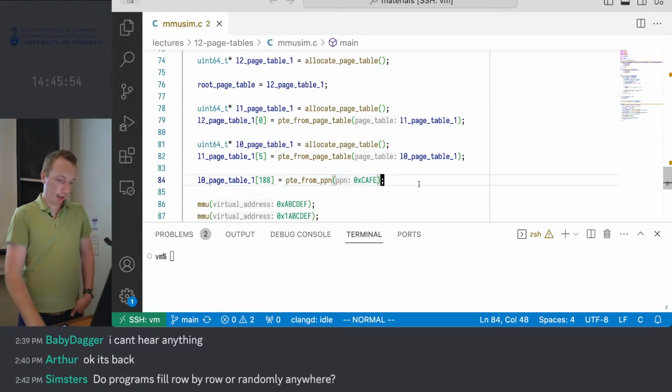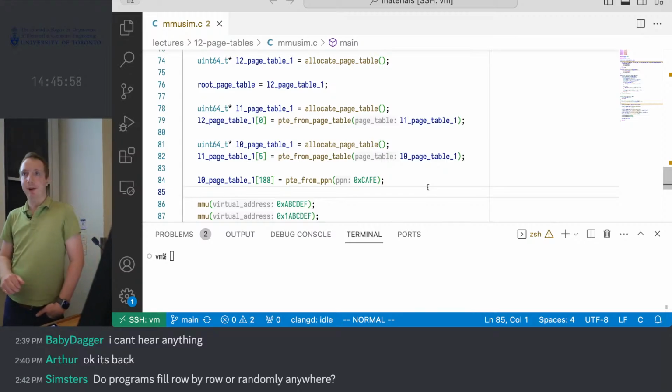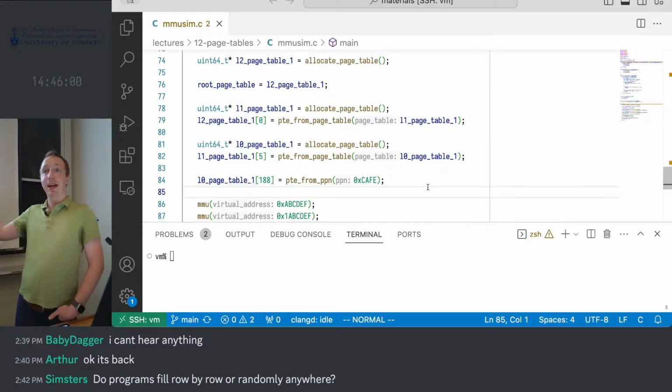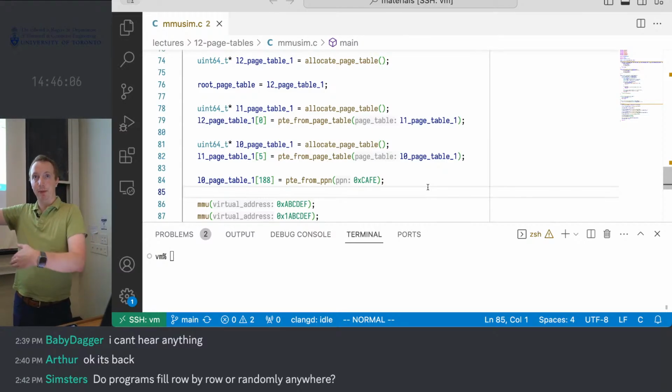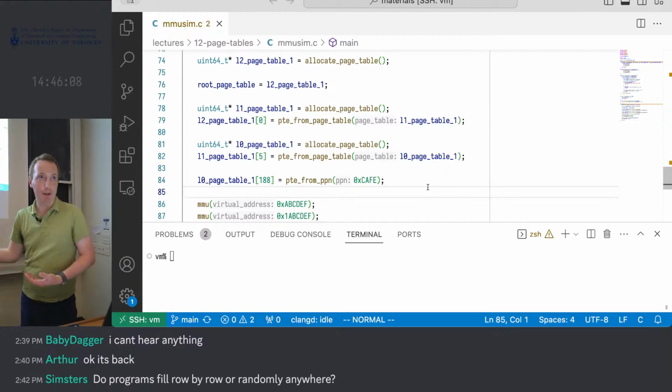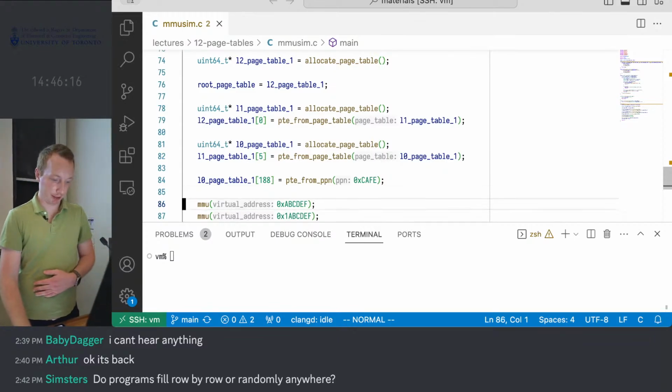And then another question: do programs fill by row or randomly anywhere? So ideally, if the addresses are right next to each other, that would correspond to addresses that are sequential, right? The pages would be the same, so they would be next to each other in the L0 page table, which is good because we wouldn't be making a bunch of page tables if we don't want to. So that would be good.